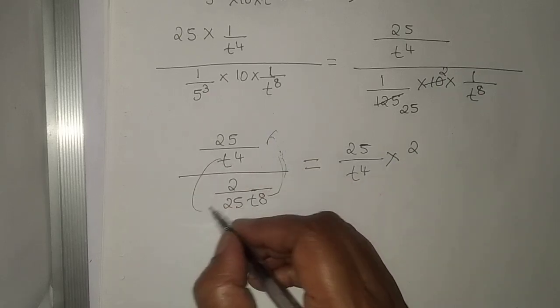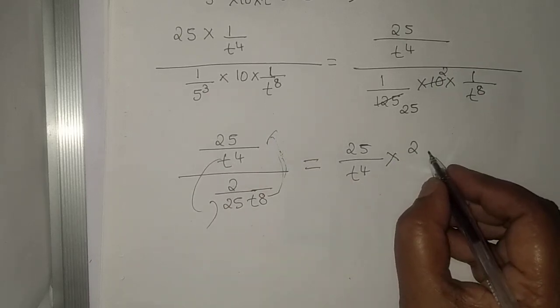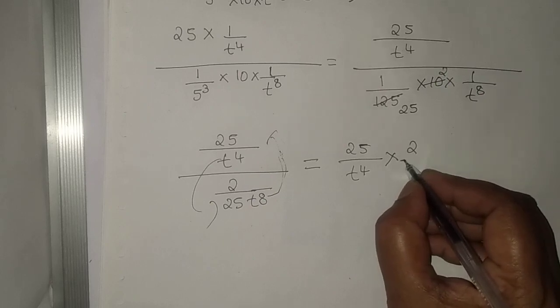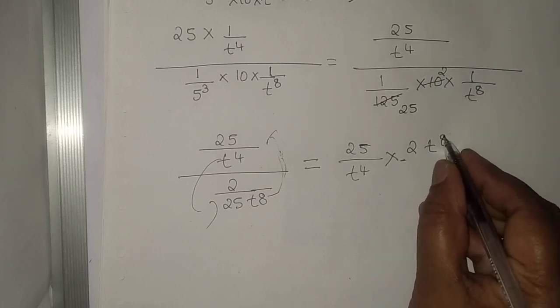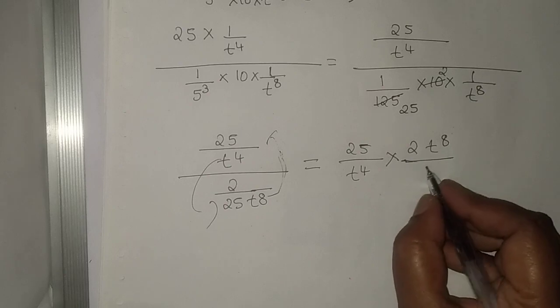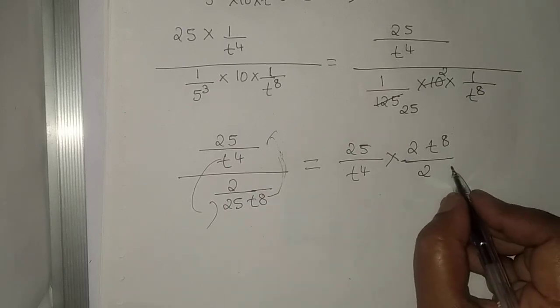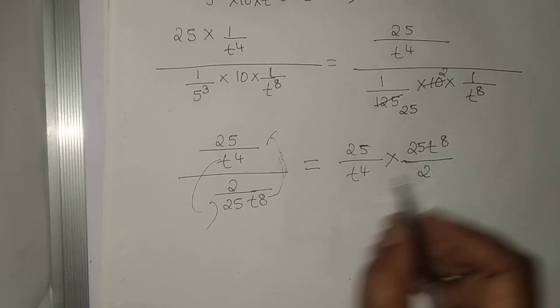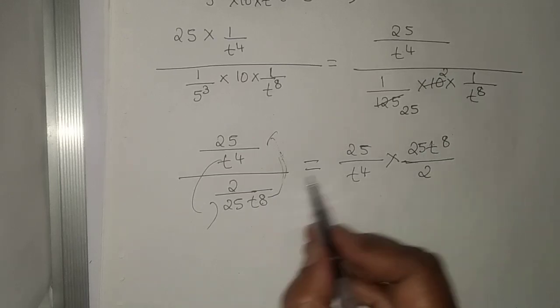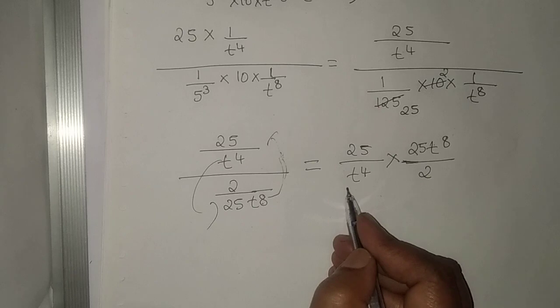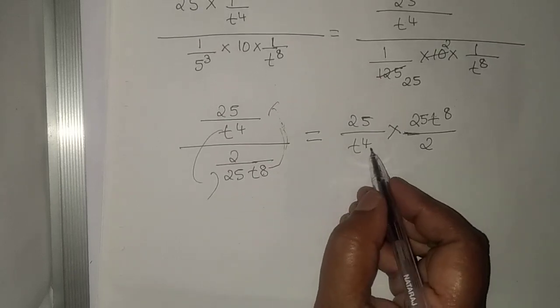This comes to the denominator. Okay, 25, 2 by t8 by, what is the other thing? 2 we have to write. This one is 25. 25 by t8 goes to the numerator and 2 comes to the denominator. Now we have to again simplify.